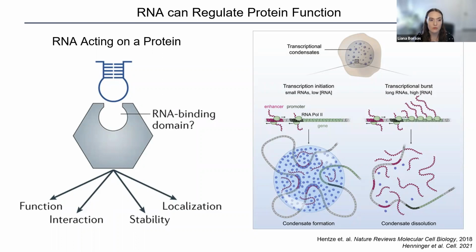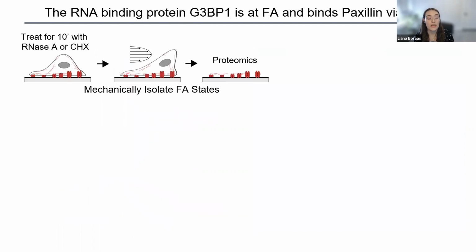So if this is the case, we needed to identify what protein the RNA was interacting with, our focal adhesion mRNA. To do this, we repeated our focal adhesion isolation assay, this time treating cells for 10 minutes with either RNase A, which degrades the RNA, or cycloheximide, which inhibits translation. We then performed the assay and collected the focal adhesions for proteomics.